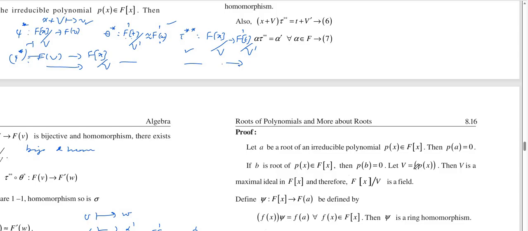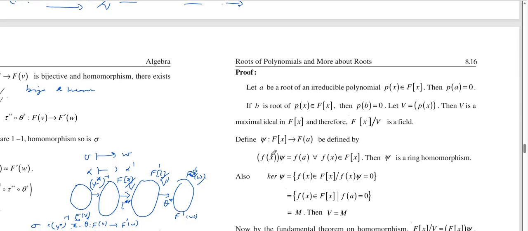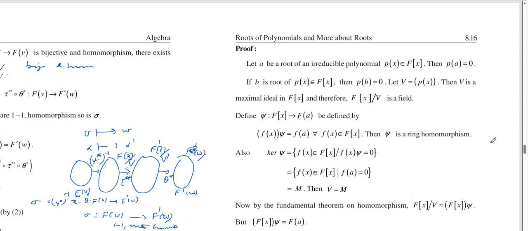Take V to be the ideal generated by p of x, then this is maximal. So F[x] mod V will be a field. Now if you define psi as the evaluation homomorphism from F[x] to F of a in this way, then this psi is a ring homomorphism. All this, what we said earlier, is repeated again. So kernel psi is all those elements in the domain which are mapped onto zero.